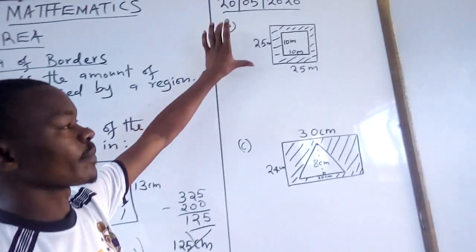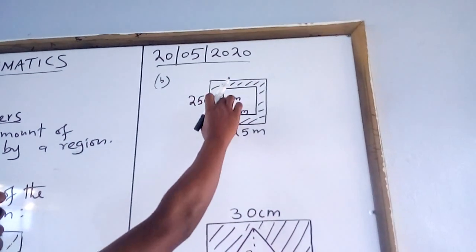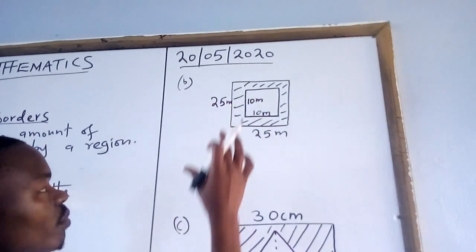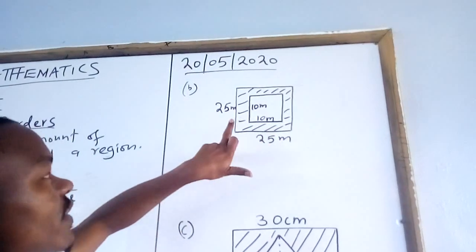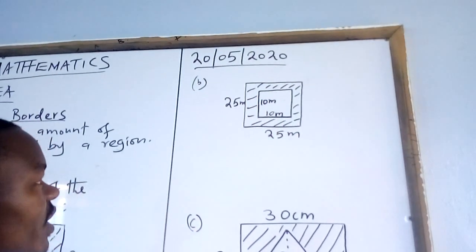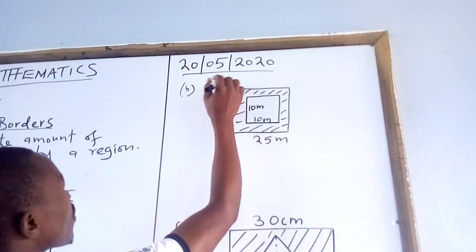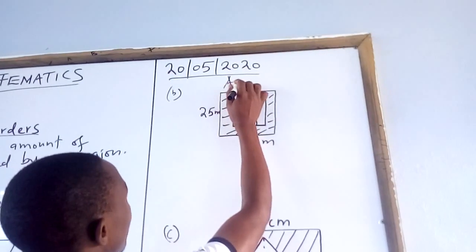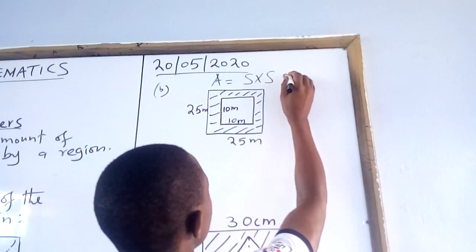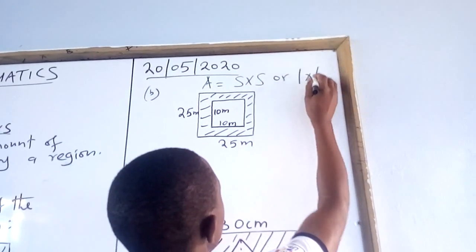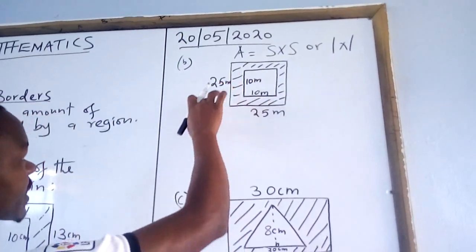Let us look at this other one. Find the area of the shaded part in this figure. If you look at this figure, we can see that this one is a square. We have two squares. We have the bigger square and then we have the smaller one inside. So remember, the formula for finding the area of a square is side times side, or we can talk of length times length.